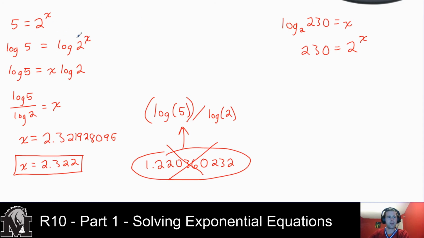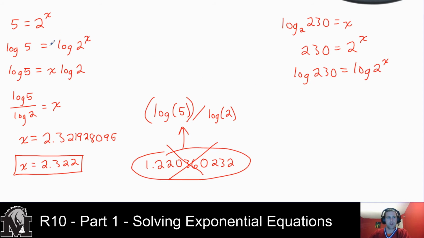The next thing I did over here was I applied a logarithm to both sides. So log of 230 equals log of 2 to the power x. You could really apply any logarithm that you want, but you really want to apply either the common log or the natural log because you can't evaluate other logarithms with your calculator. So using any other log other than those two would be really counterproductive.